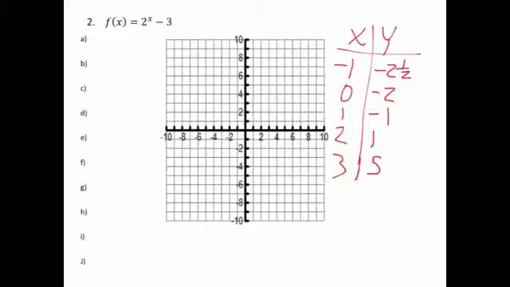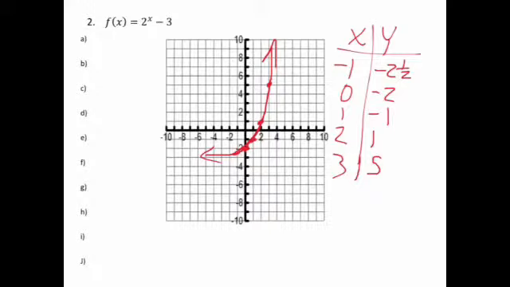So I'm going to go negative 1, negative 2.5, which is going to be here-ish. And then 0, negative 2. And then 1, negative 1. And then 2, 1. And then 3, 5. So I'm getting a pretty good feel for what my function's doing now. It's going to go horizontal there. And now I can get going.